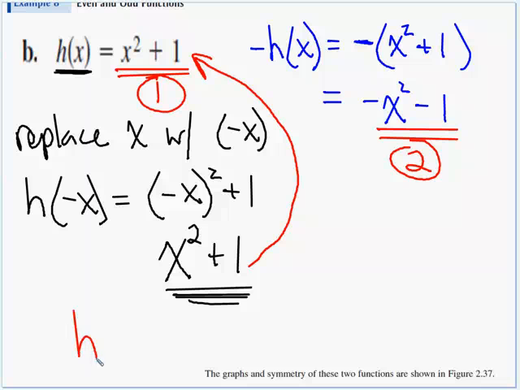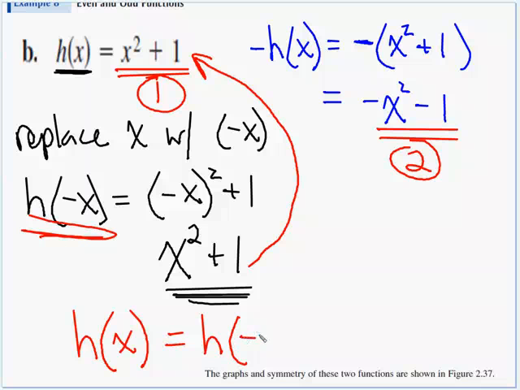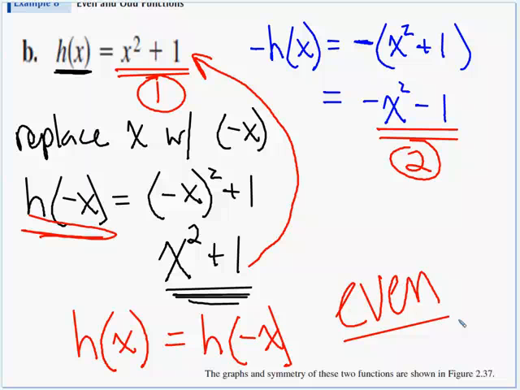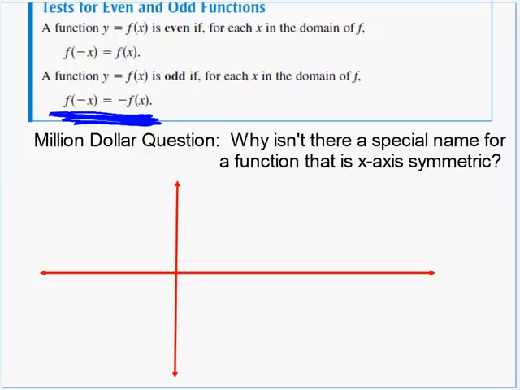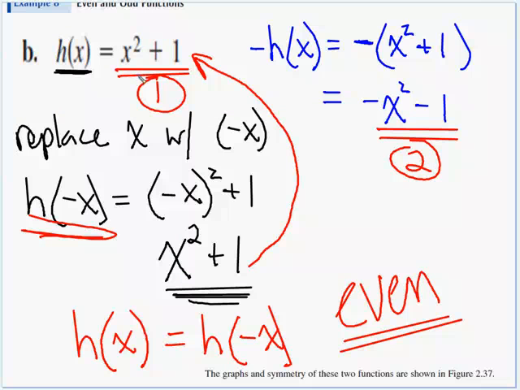So h of x, our original function, is exactly the same as h of negative x. So it didn't matter what we put in, a positive or a negative x, we got the same output. So that makes us an even function. Even functions are y-axis symmetric. And again, back to here, that's what we have right here in our test box. F of negative x is exactly the same as f of x, and that tells us our function is even.